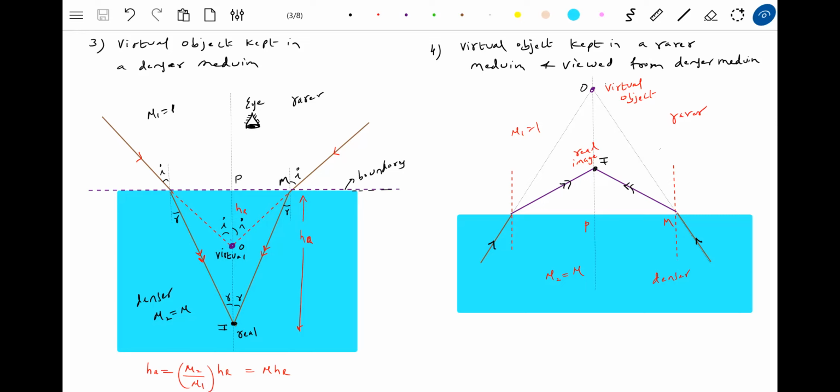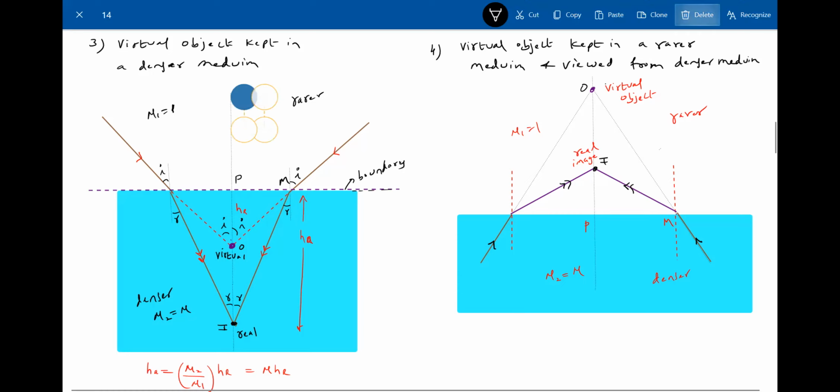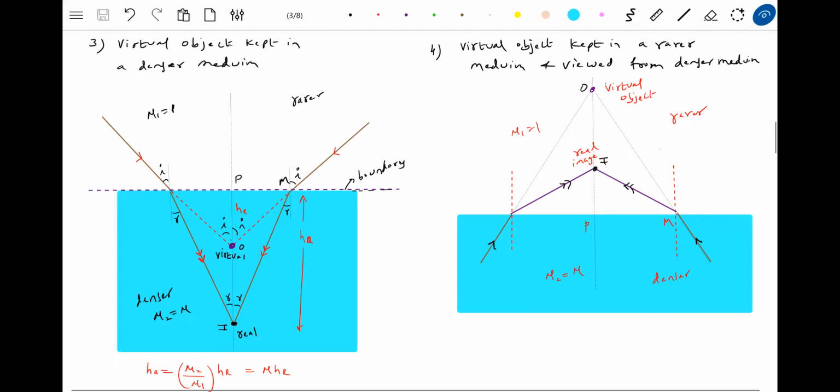Actually, the I must not be there. So the refracted rays will not enter anywhere, no? So I'll remove this I. That is not needed. Okay, now what is the conclusion now? So where is the object? Object is in the rarer medium, virtual object. So you see the rays want to converge at a point. After refraction, they'll meet at this particular point. The refracted rays converge at a point. So this should be the real image.